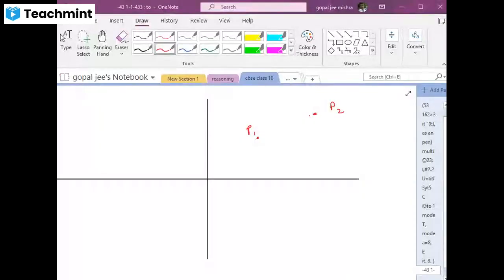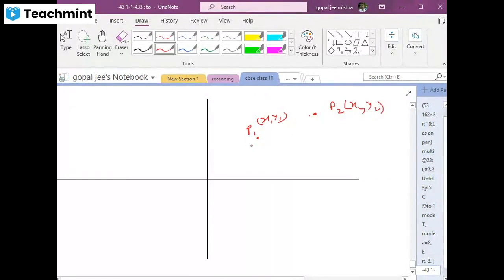So here, what is our purpose today, beta? We will determine the distance formula. We will just derive the distance formula. So see here, suppose the coordinates of this point P1 is x1, comma y1, and the coordinates of this point P2 is x2, comma y2.